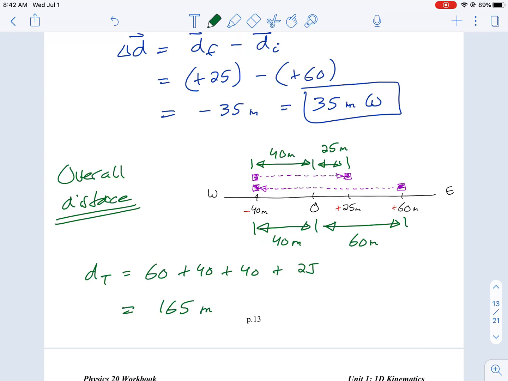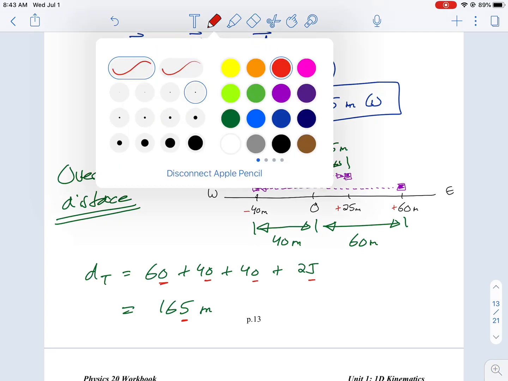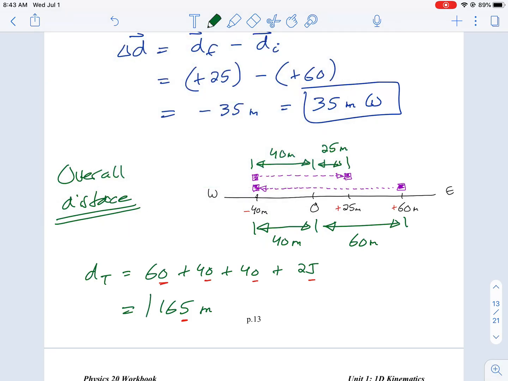Question is, how many digits should this answer actually have? This is a tough one. We're doing pure addition. That means it's based on precision. And every one of these numbers is precise to the ones digit, which means this has to be precise to the ones, which it is, which means this is our answer. You do not use significant digits for this question. Good? So that's the distance.